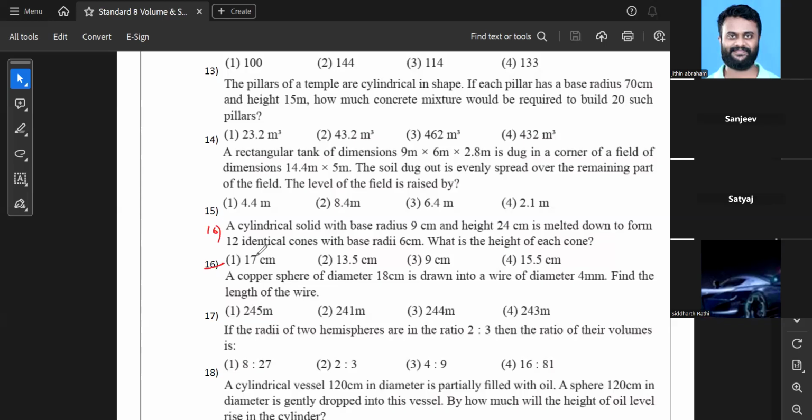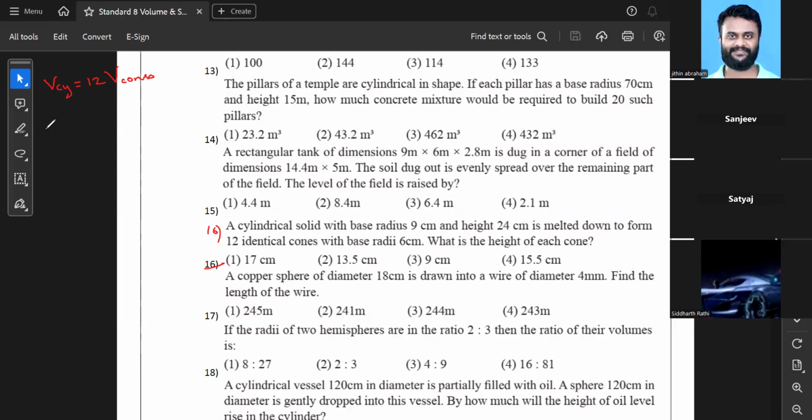Yeah, that's fine. So, a cylindrical solid with base radius 9 centimeter and height 24 centimeters is melted down to form 12 identical cones with base radii 6 centimeter. What is the height of each cone? So first of all, the volume of this cylinder is melted down to make 12 cones.